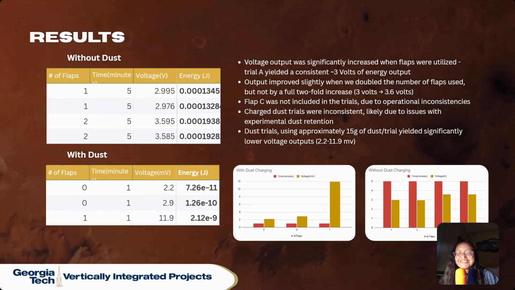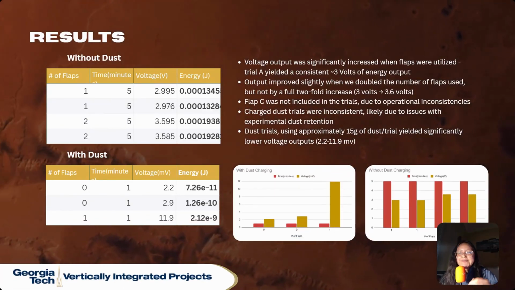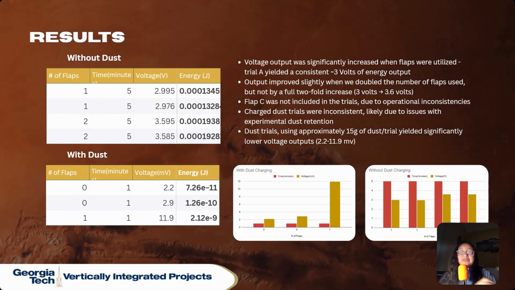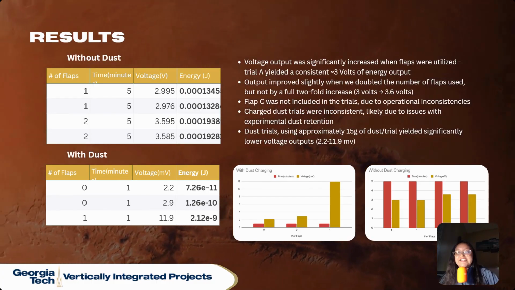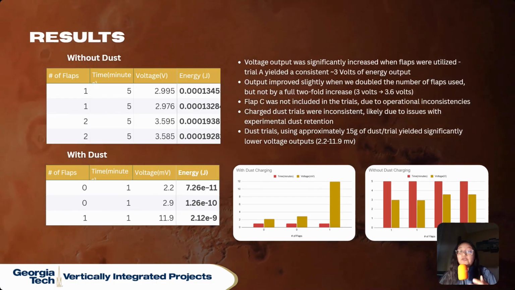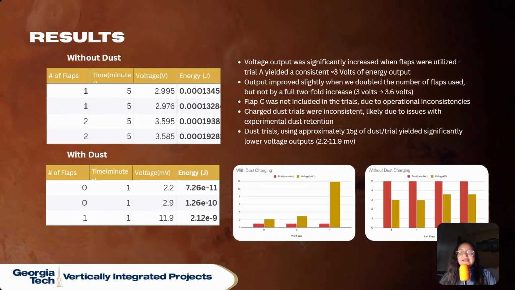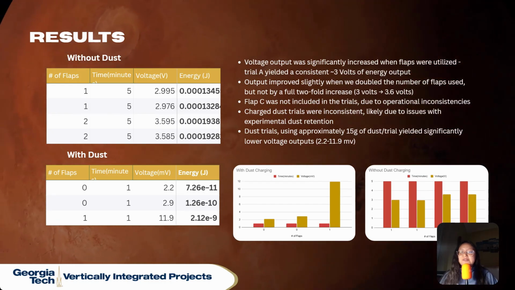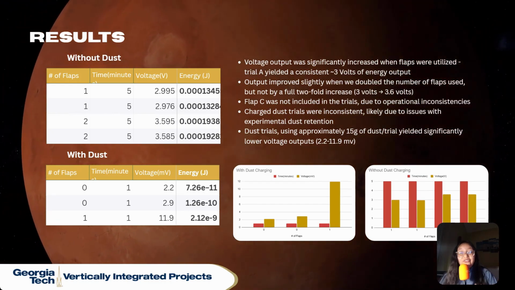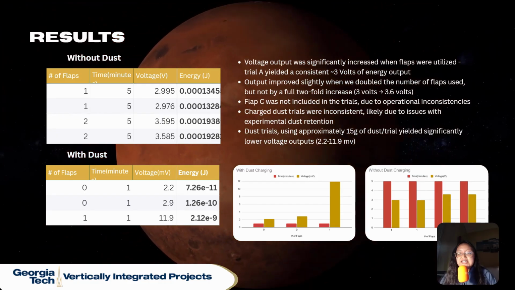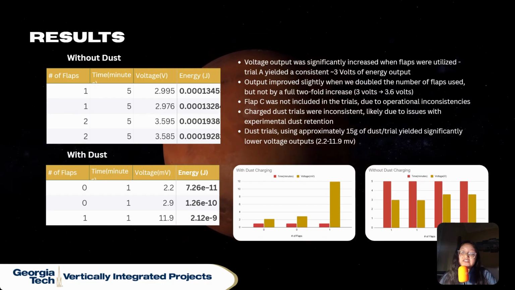Results, here we go. The results were exciting. Adding flaps significantly increased the voltage output, reaching about 3 volts, as you can see from the results. More flaps improved performance, though not perfectly linearly. Those charges were less consistent, but still show that charged particles contribute to energy generation. Overall, this confirmed that system design, especially flap interaction, is key to improving efficiency.